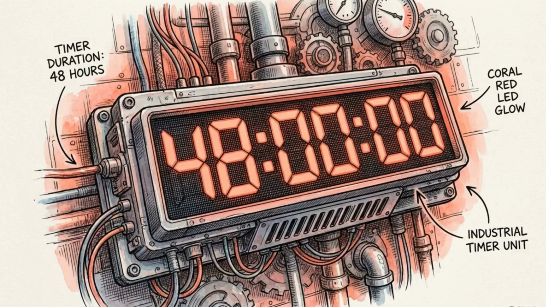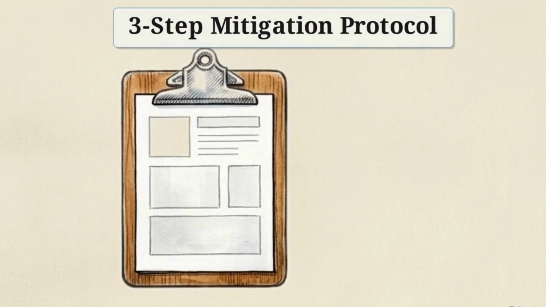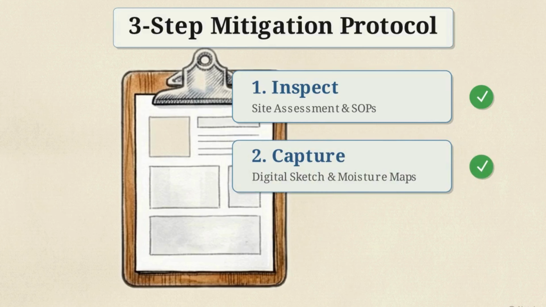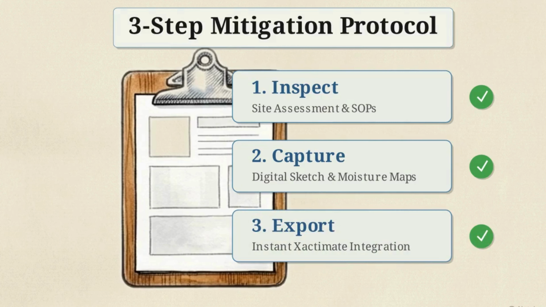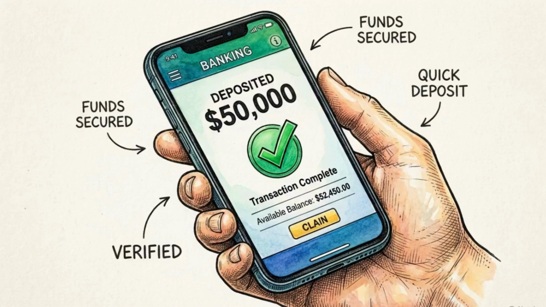The response window is extremely narrow. In the humid conditions following a flood, mold begins to colonize within 48 hours of any water event. We can manage this urgency using a 3-step protocol to transform a chaotic emergency response into a highly organized, carrier-ready estimate. Mastering this specific workflow allows you to document the site faster, protect against secondary damage, and ensure your rapid response translates into reliable cash flow.